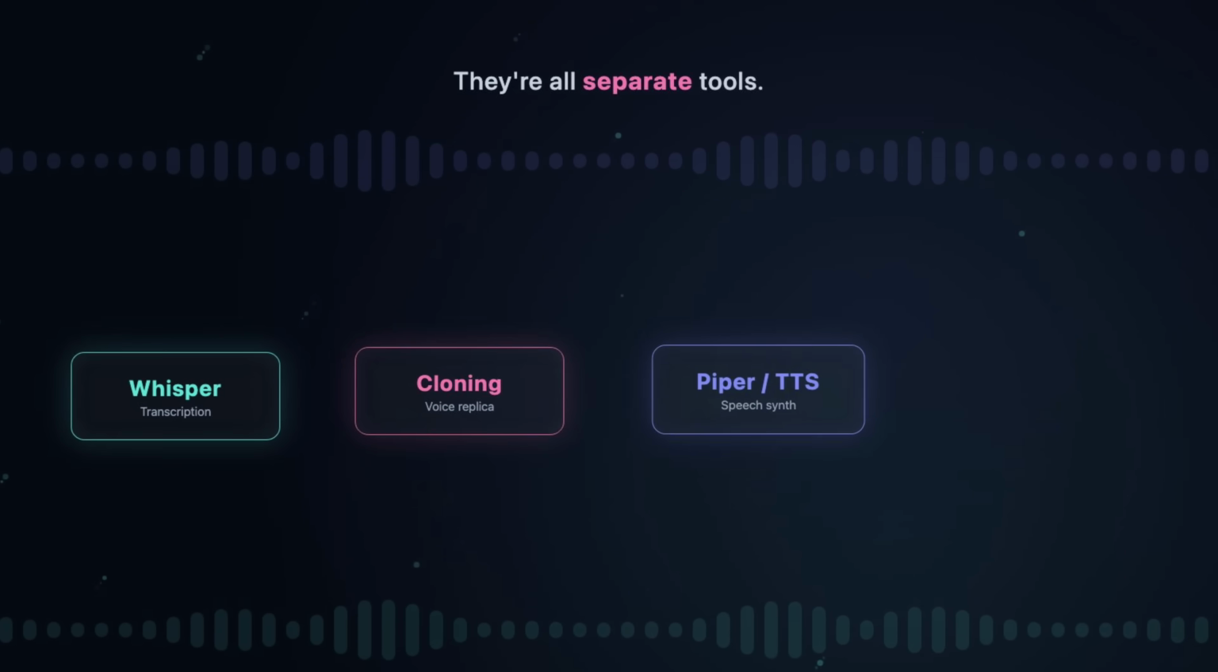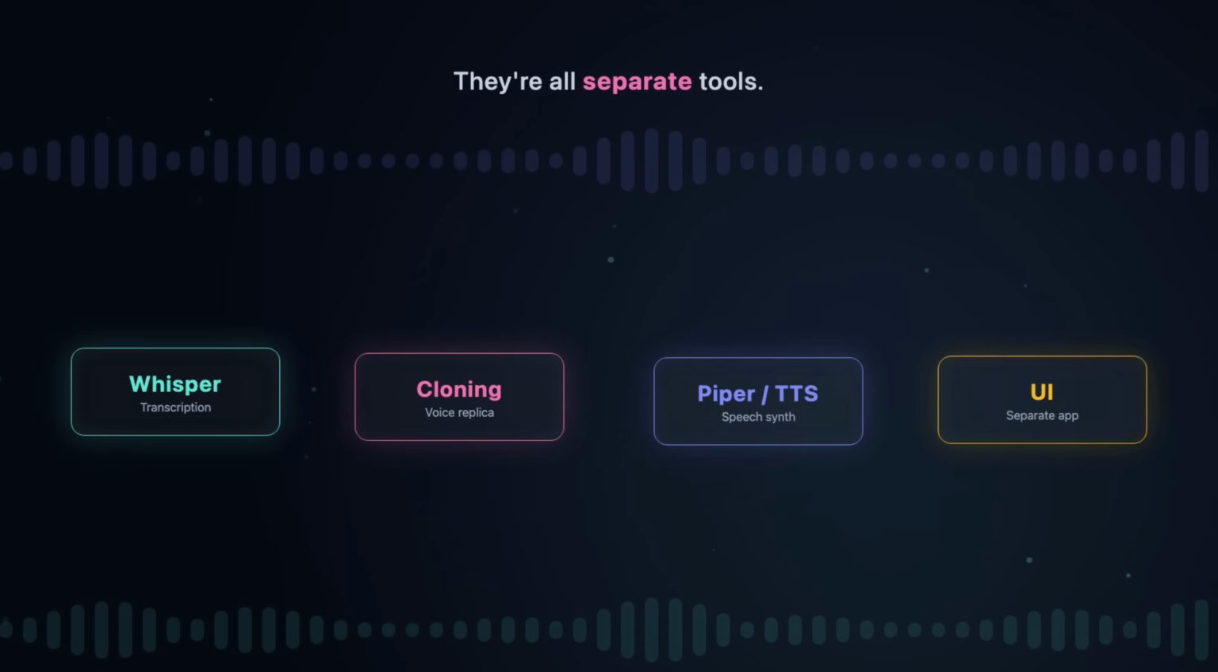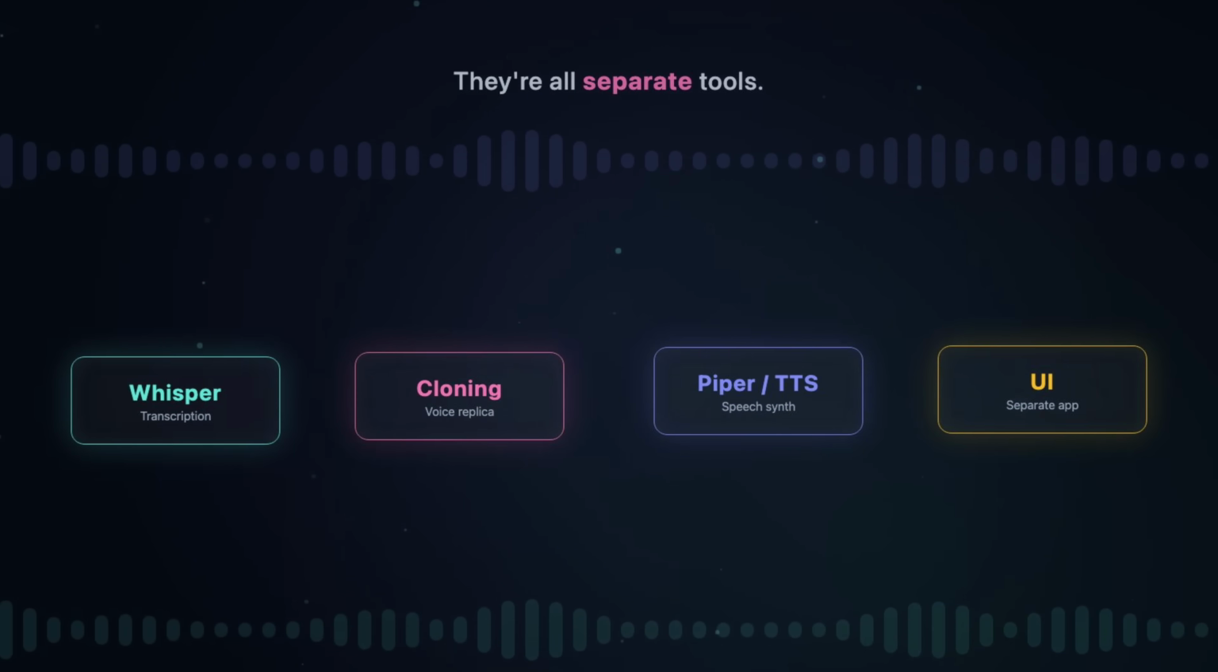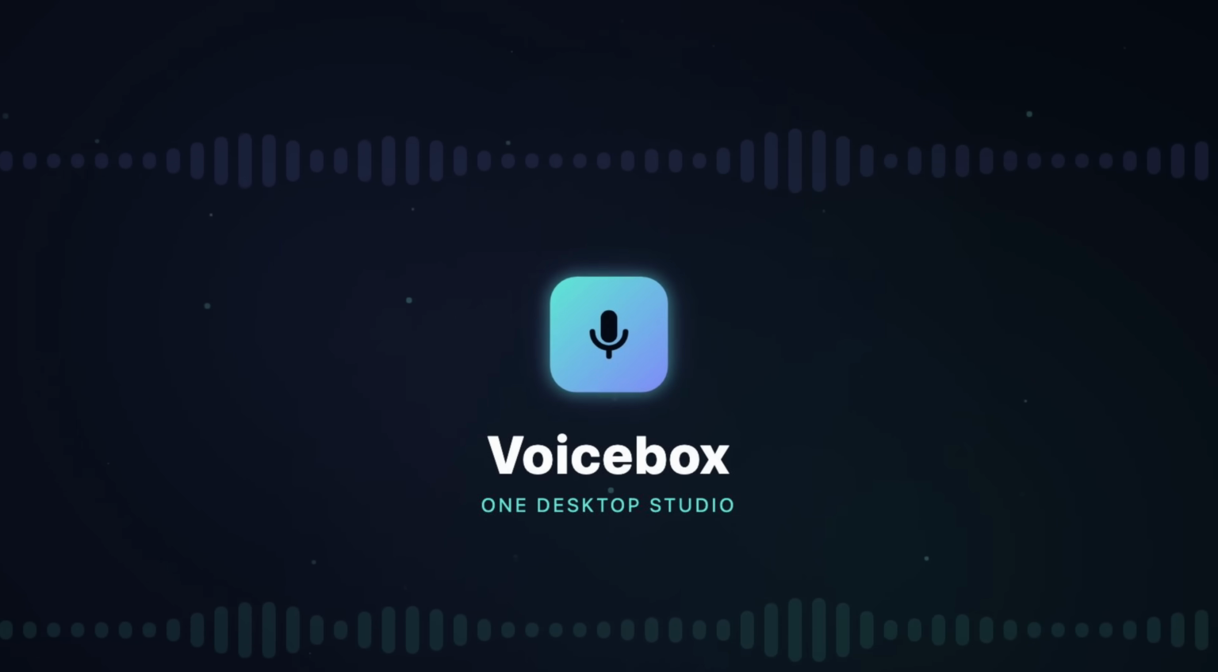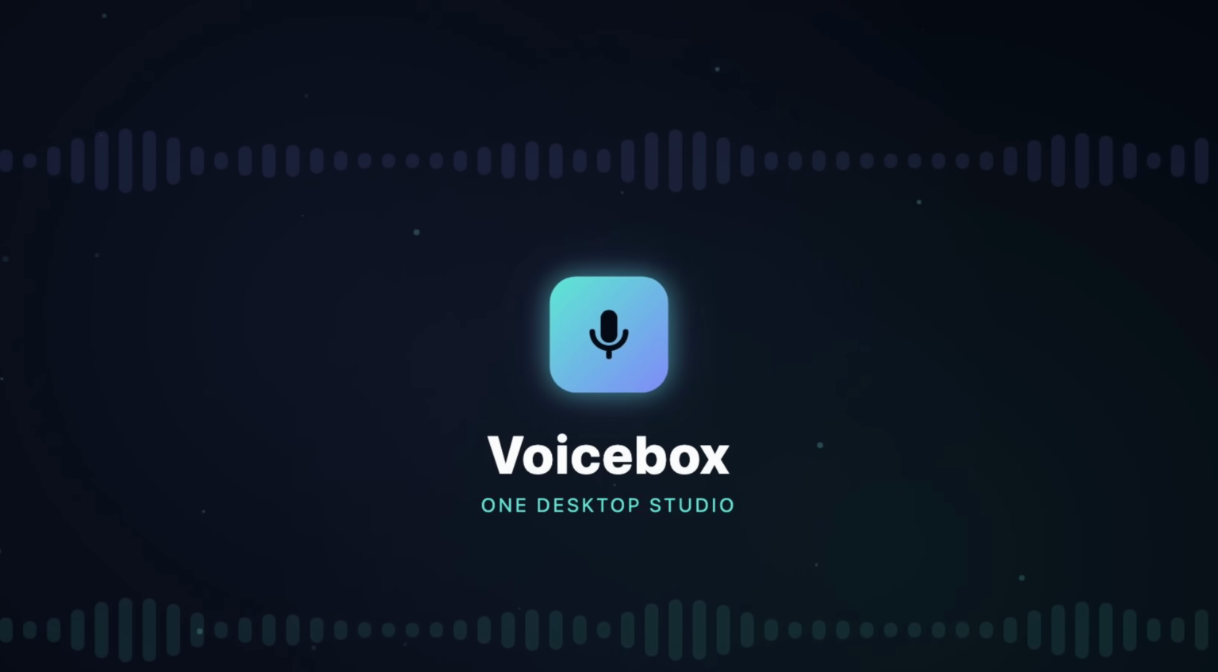But again, the key thing there, guys, is they're all separate, right? We have one tool for transcription, one for cloning, one for TTS, one for UI, all this stuff that we're really just smushing together. Voicebox packages the whole workflow into one studio app. Input, output, editing, profiles, dictation, agent integration, and heck, you could also use the MCP server.